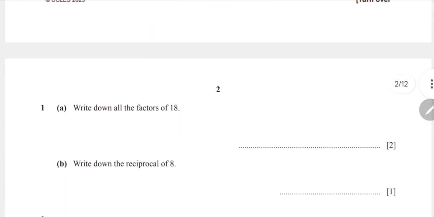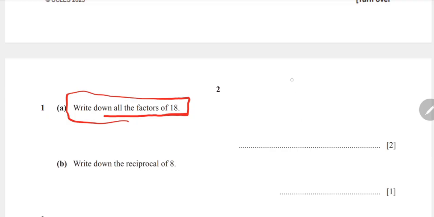So the first question is: write down all the factors. There are two things we should remember, factors and multiples. There is a little bit of confusion. When we talk about the factor, it means we try to find all the numbers that divide 18. So we can say 18 is divisible by 1.